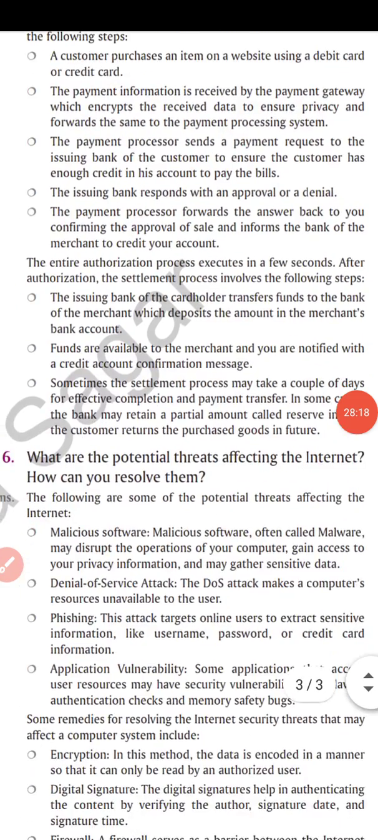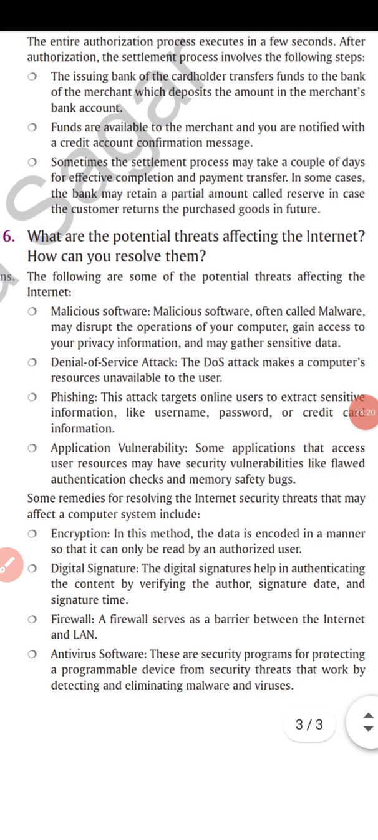And now we are coming to the question: what are the potential threats affecting the internet, and how can you resolve them? Very important questions, asked many times. Actually this chapter is very important, so dear students, you should learn these questions very carefully. Now, what are the potential threats affecting the internet, and how can you resolve them?